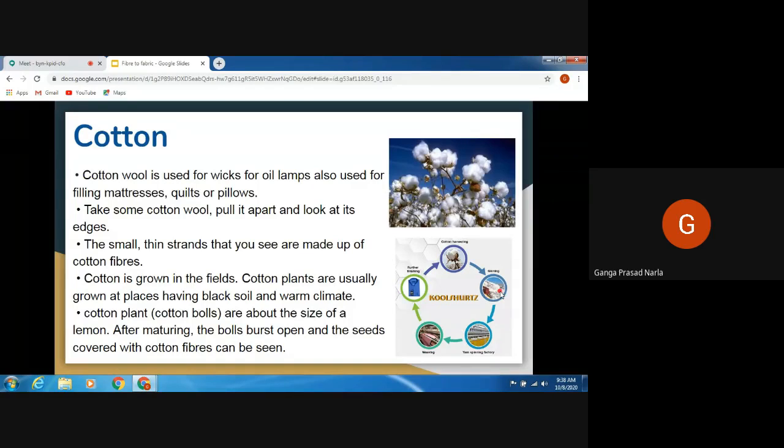Now Mahalakshmi and Meghana showed, right? They removed the cotton seeds from the cotton fibers. Removing the seeds from the cotton is called ginning. That is, removing seed from the cotton fibers is called ginning. Ginning. Okay, we'll discuss it in the next topic.